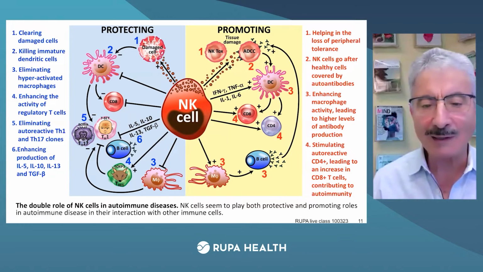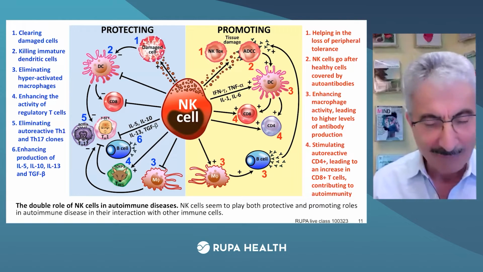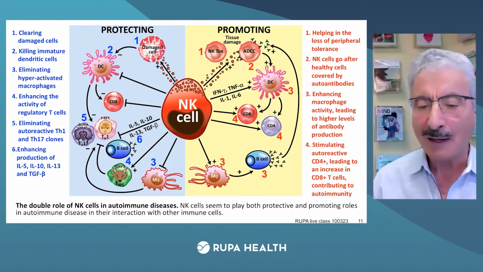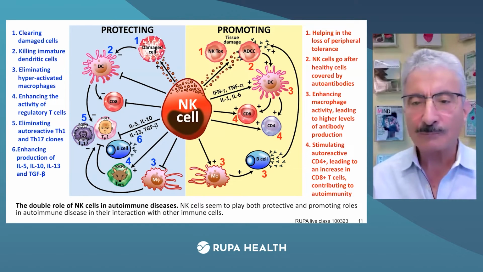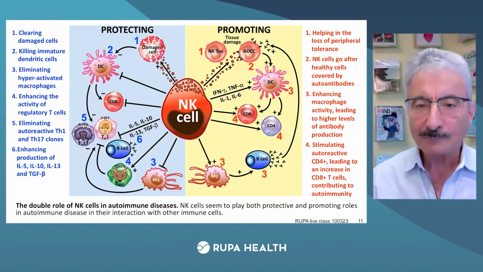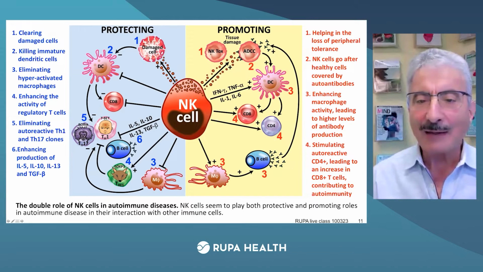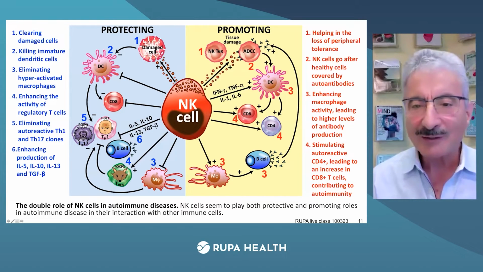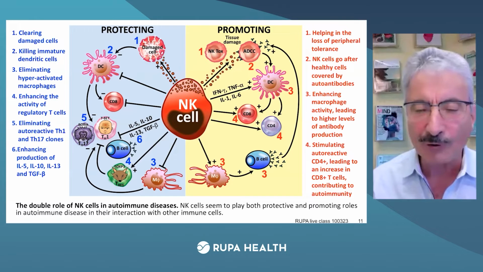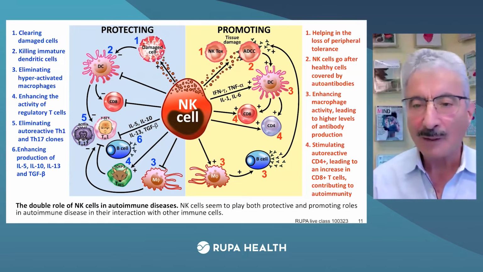But unfortunately, overactivation of natural killer cells can cause damage. For example, NK cytotoxicity can help, but too much activation of those can cause breakdown in tolerance mechanisms, especially peripheral tolerance.